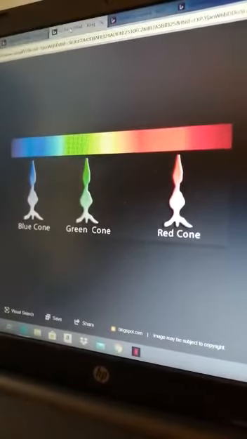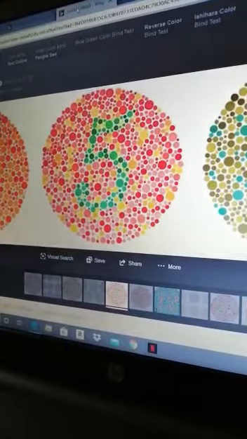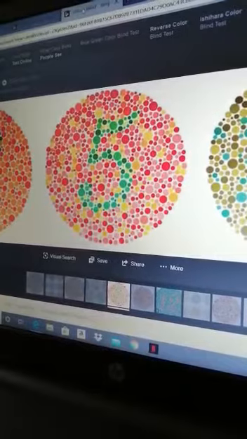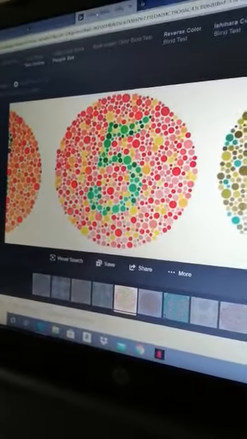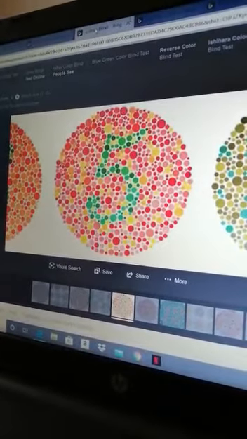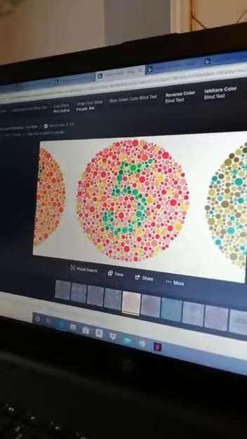So if we have a look at this common sort of colourblind test, we have a number 5 here. Someone who was colourblind would have trouble distinguishing the number in the image. Pretty interesting. So, moving on swiftly, let's look at the mechanisms that link the visual appearance to sensory perception.